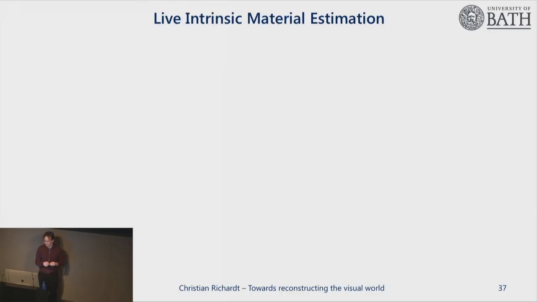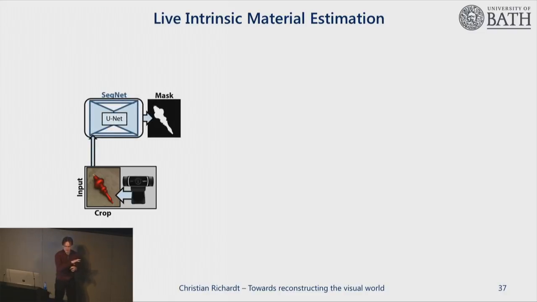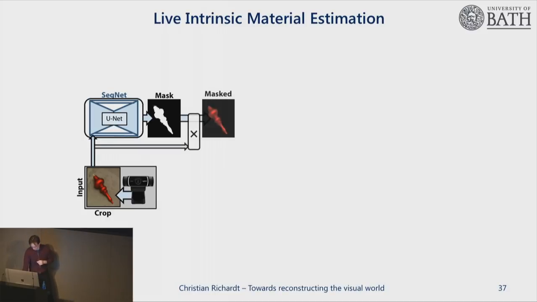So the way we are building our approach is we use an input image from a webcam. We feed this first into the segmentation network. I mentioned we need to isolate the object first so we can focus on that and discard the background. This is an image-to-image translation task, so we use a standard UNet architecture. Based on that, we multiply the mask with the input image, and this extracts just the object we're interested in.